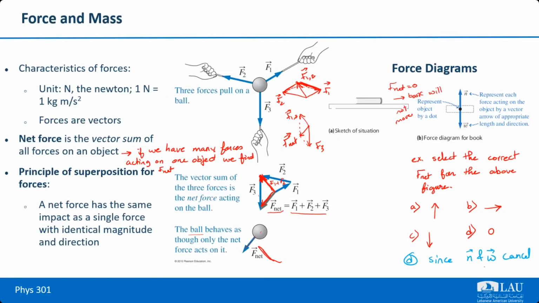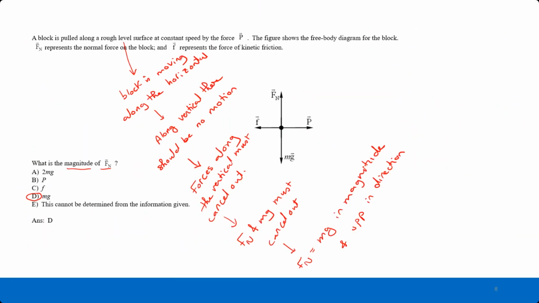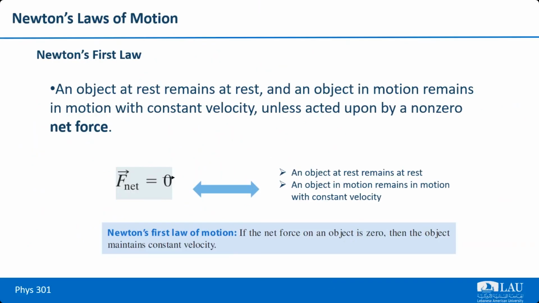Why? Because we said before as well that to have motion, you will need some forces to be exerted on the body. So if F net is 0, I will deduce that an object at rest will remain at rest. Now, if an object is already in motion, nothing will change that, and it will remain in motion with a constant velocity, essentially. This is Newton's first law of motion.